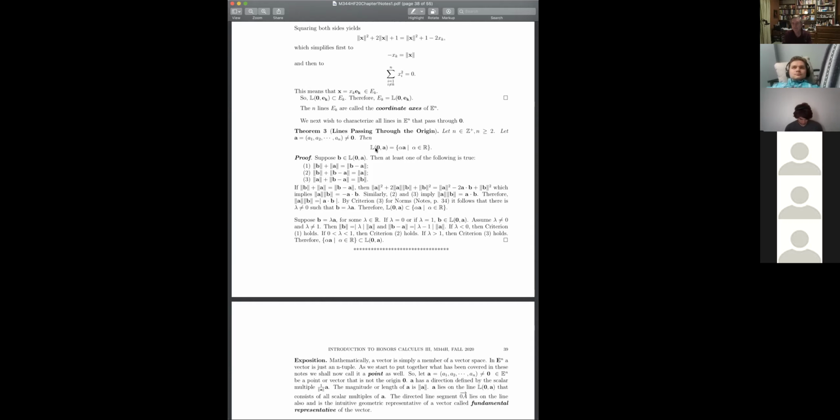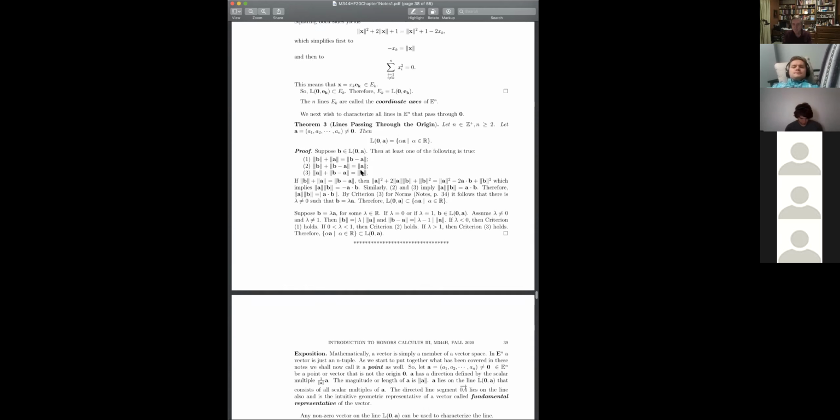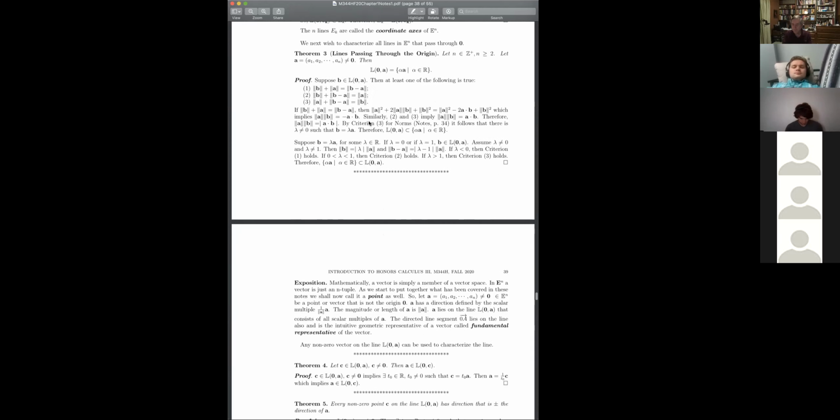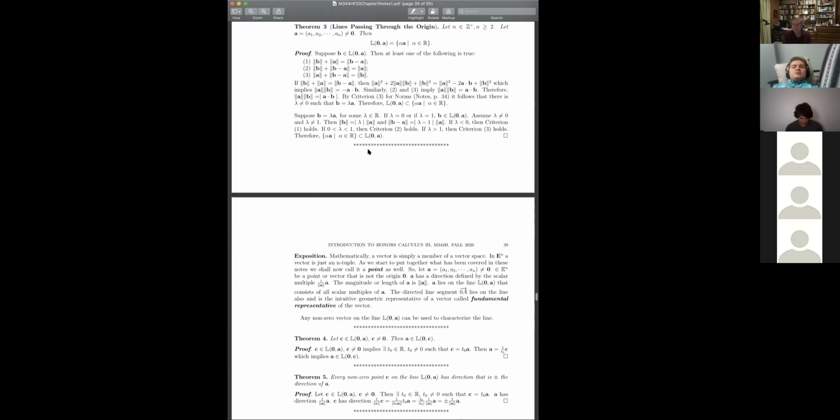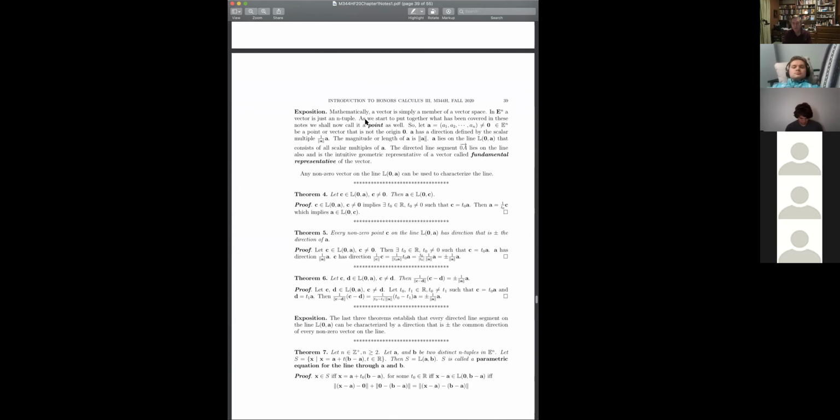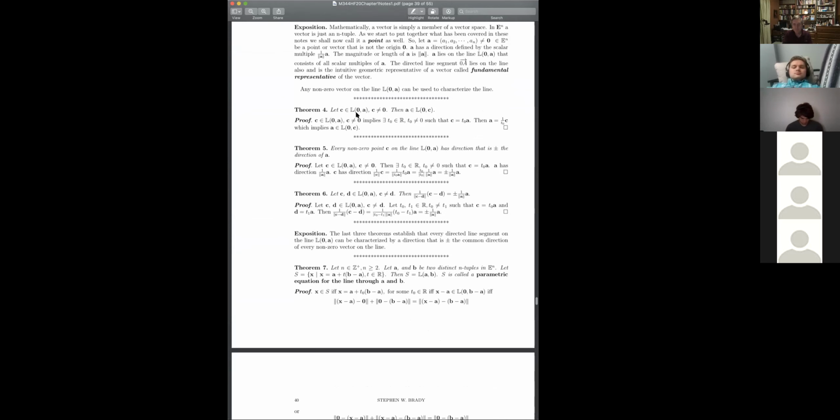Now this just says the line from 0 to A, so I have some notation. But again, to prove that, it takes a little less time because I already did the other one, but it takes a little proof. You can read this later, but let's look at number 4.